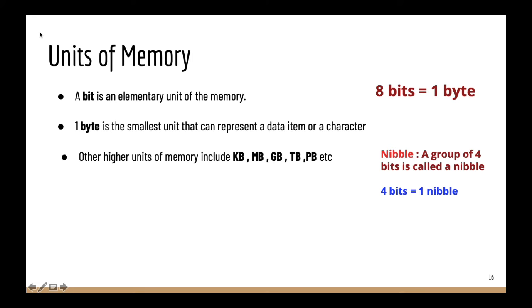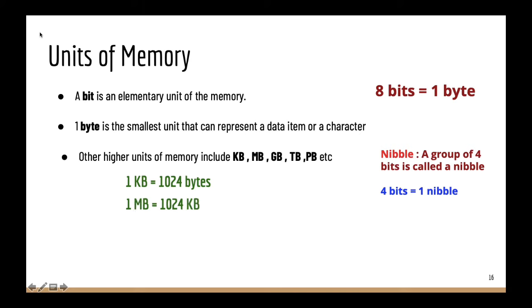We have other higher units of memory which includes KB, MB, GB, TB and PB, which stands for kilobyte, megabyte, gigabyte, terabyte and petabyte respectively. These are its interconversions. 1 KB is equal to 1024 bytes, 1 MB is equal to 1024 KB, 1 GB is equal to 1024 MB, 1 TB is equal to 1024 GB and 1 PB is equal to 1024 TB.